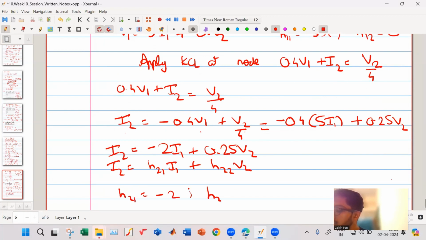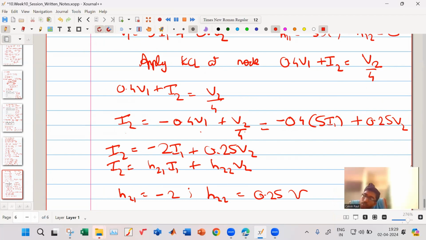And what is your H22? H22 equal to 1 by 4, which is 0.25 Siemens. So you should not forget the units and dimensions. Although in NPTEL, they usually tell, it is there in the answer, you don't have to specifically say ohms or anything. But when you're doing your normal BTech exam, at that time it is required.